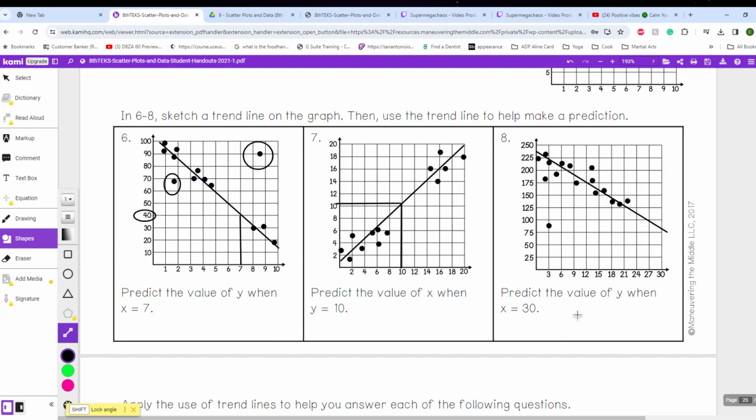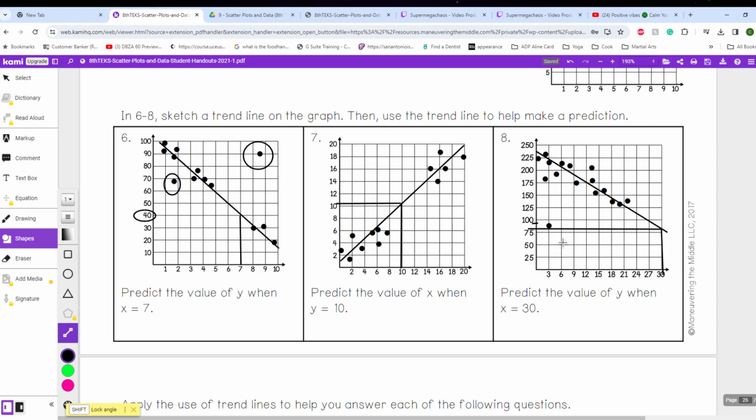And then here, predict the value of y when x is 30. Draw a line straight up at 30, then draw a line straight over. And we can predict the value is slightly above 75, maybe in between 75 and 100. So maybe 85, maybe 90. I would say closer to 85. Here's 95 and there's 100.